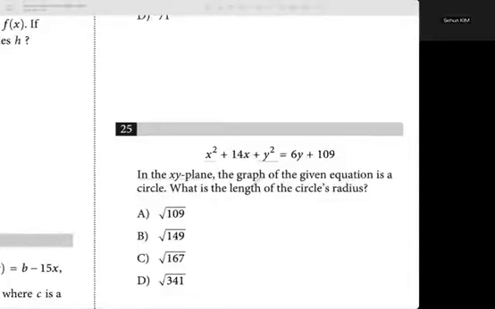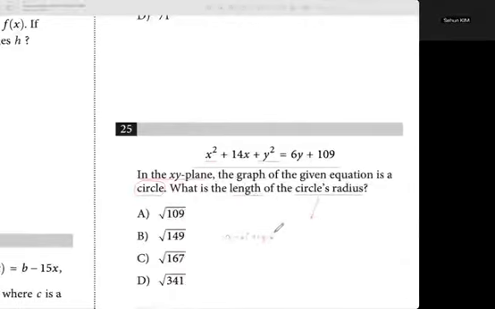In the xy plane, the graph of the given equation is a circle. What is the length of the circle's radius? This is a very easy question. We should know that the circle's equation is (x minus a) squared plus (y minus b) squared equals r squared.